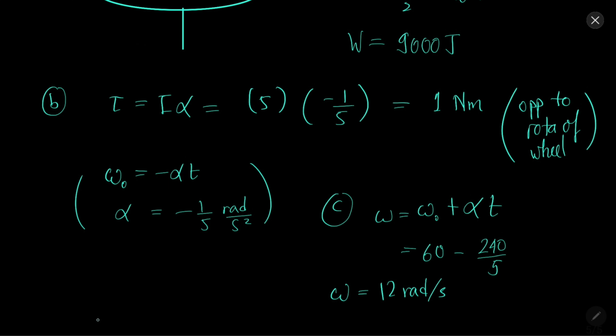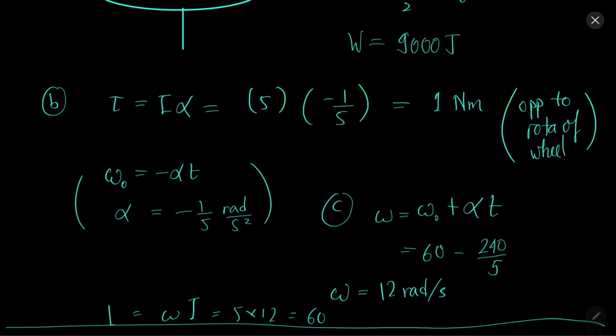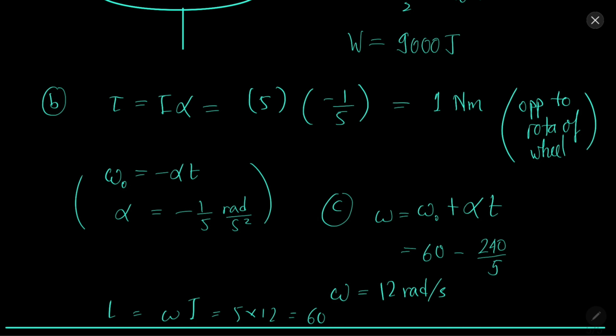So angular momentum L will be omega into moment of inertia. So it will be 5 into 12, 60. Angular momentum will be 60 kilogram meter square per second.